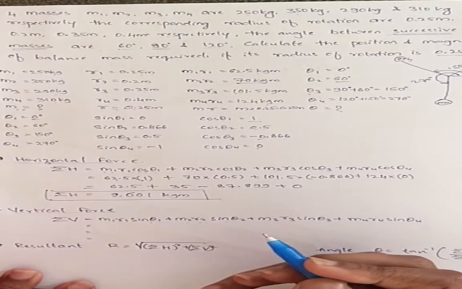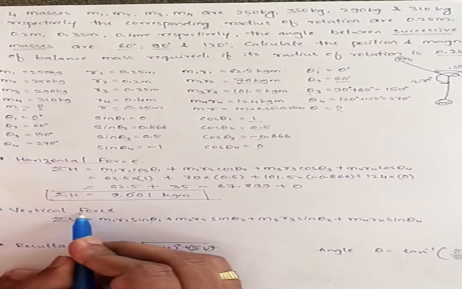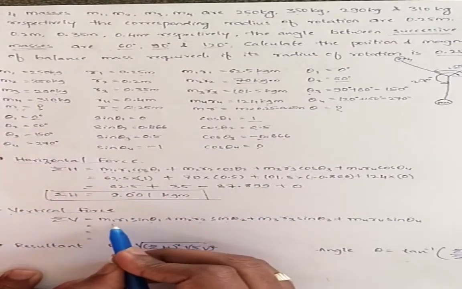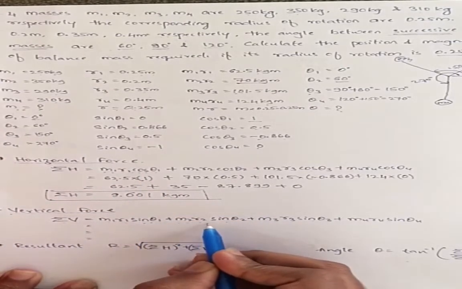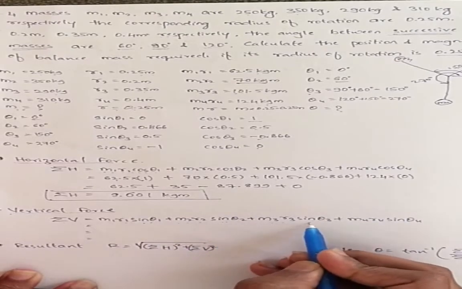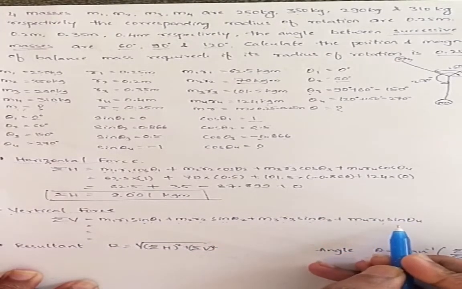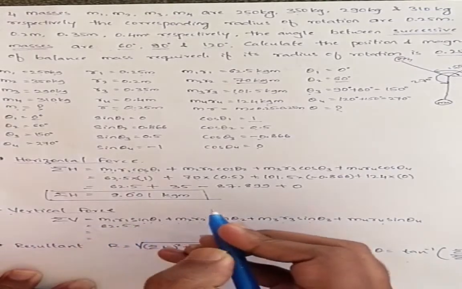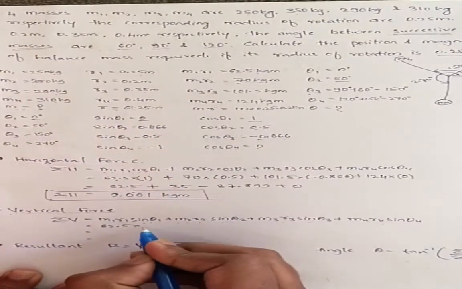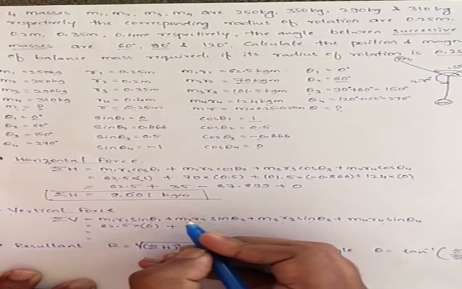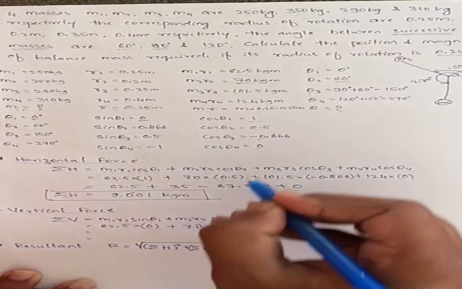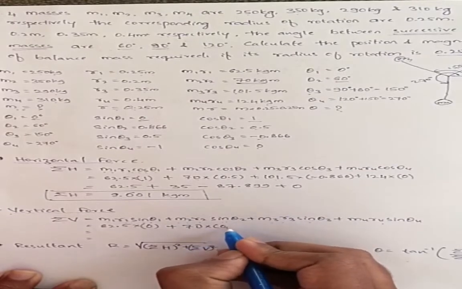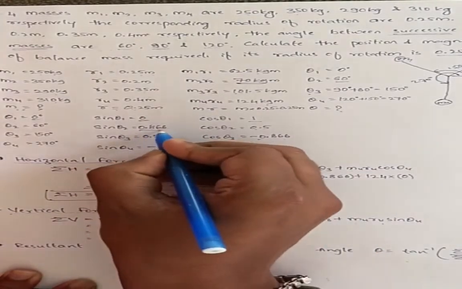Now calculating the vertical force. Vertical force is given by delta V equals M1 R1, and wherever cos theta is there, just substitute sin theta: M1 R1 sin theta 1, M2 R2 sin theta 2, M3 R3 sin theta 3, M4 R4 sin theta 4. Now go on substituting. M1 R1 is 62.5 into sin theta 1, and sin theta 1 is 0, so the first value is 0. Next, M2 R2 is 70 into sin theta 2, and sin theta 2 is 0.866.